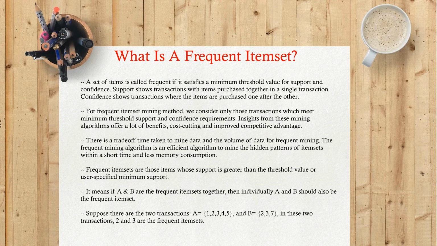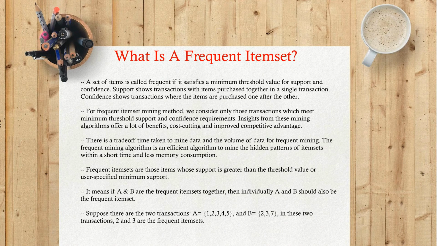Insights from these mining algorithms offer a lot of benefits, cost-cutting and improved competitive advantage. There is a trade-off between the time taken to mine data and the volume of data for frequent mining. The frequent mining algorithm is an efficient algorithm to mine the hidden patterns of item sets within a short time and with less memory consumption. Frequent item sets are those items whose support is greater than the threshold value, or user-specified minimum support. It means if A and B are frequent item sets together, then individually A and B should also be frequent item sets.